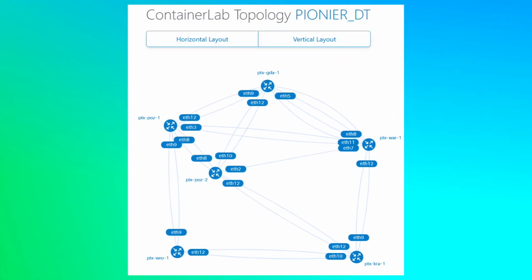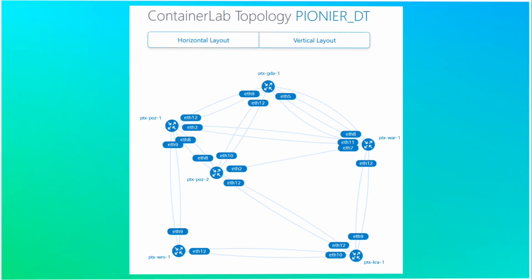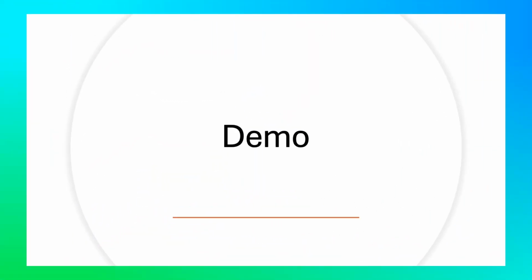As I've mentioned before, the dry run is done with a digital twin. This is the digital twin of the PIONIER network implemented in Container Lab. So before the configuration is pushed to the devices, it's first checked if everything is going okay and the configuration is accepted inside the digital twin. Let's go now to the demo.